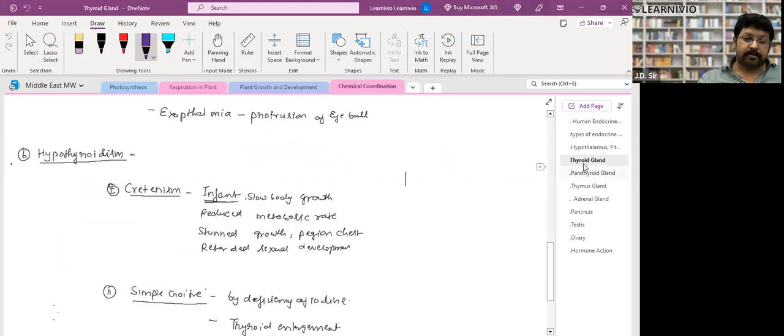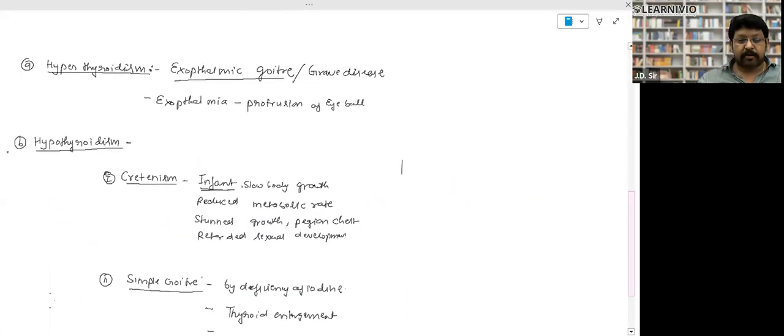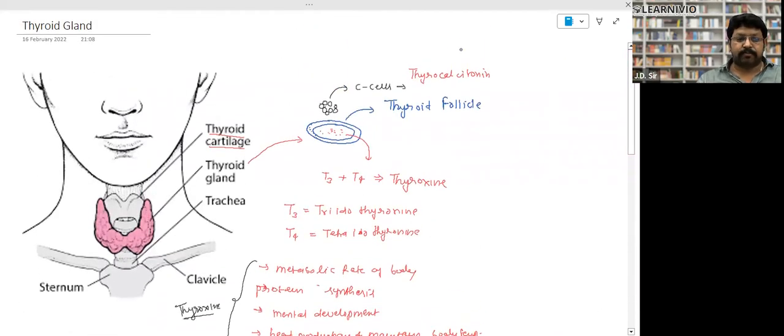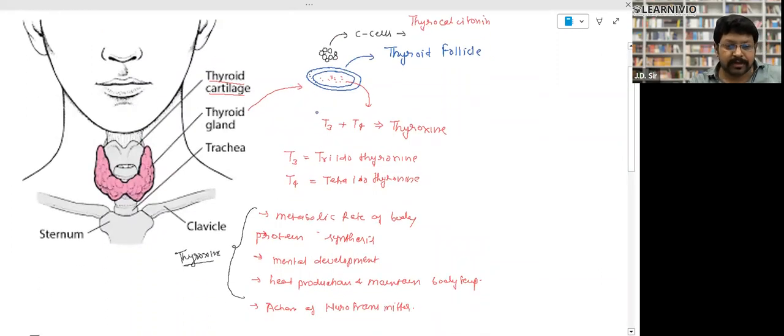Thyroid gland. Very, very important. Most of the questions have been asked from here. It's very easy. What is T3, what is T4, what is thyrocalcitonin, what are their functions, and all that. So this is at the neck part, the thyroid gland, the pink colored structure. The thyroid gland is made up of two kinds of structures: thyroid follicles, which means bubble-like structures, and C cells.